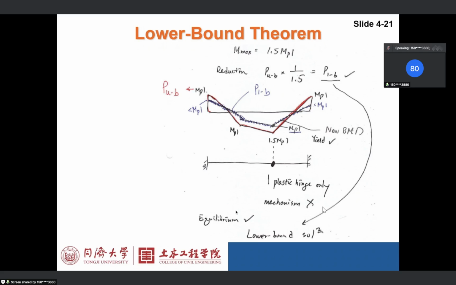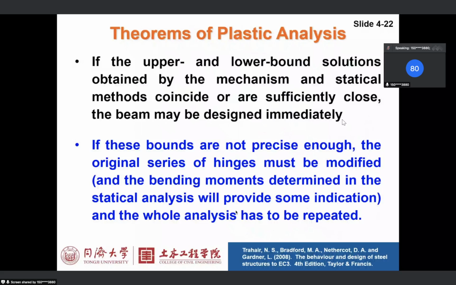The mechanism condition is not satisfied. So we get a lower bound solution. The lower bound solution is the upper bound solution times 1 divided by 1.5. Okay, this is just the lower bound solution. It's very easy. We get the upper bound solution, then we reduce it down by a necessary factor, or by a necessary value, and then we get the lower bound solution.